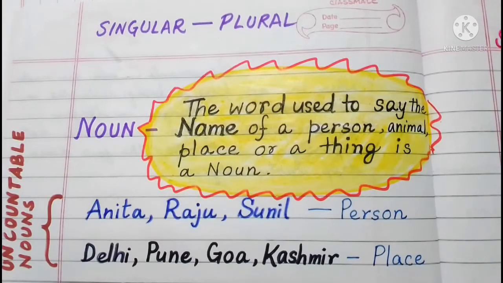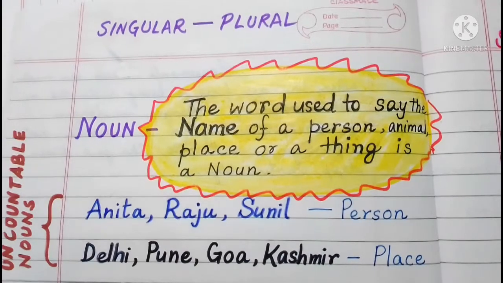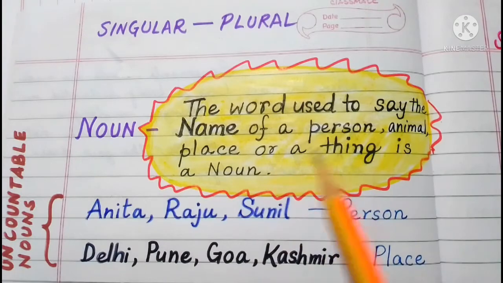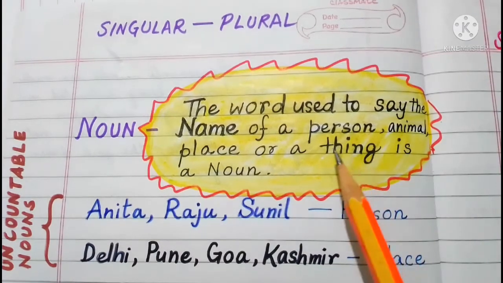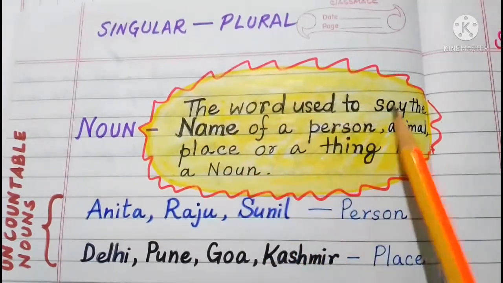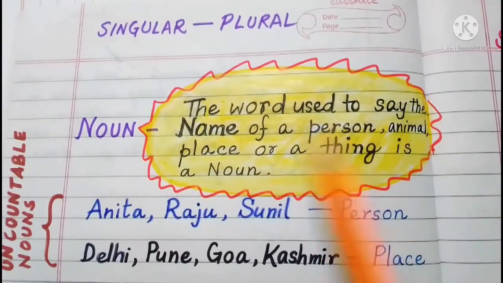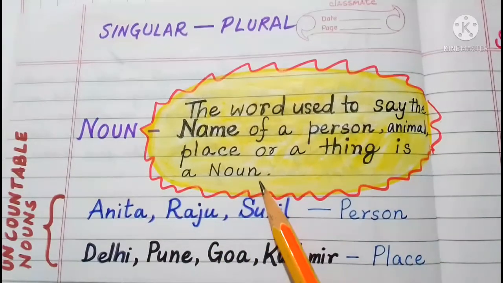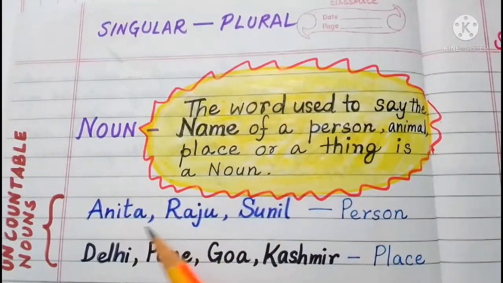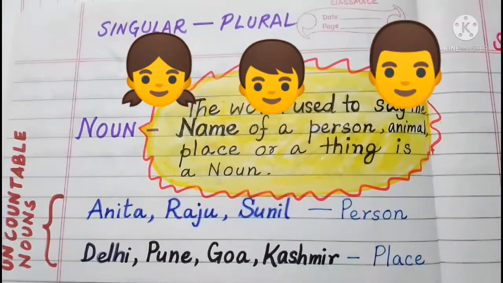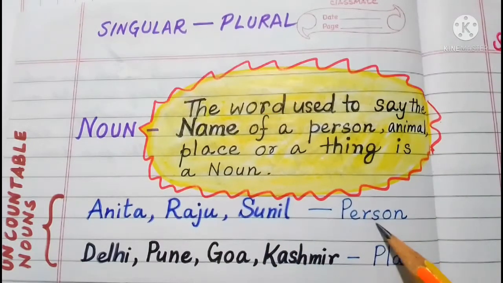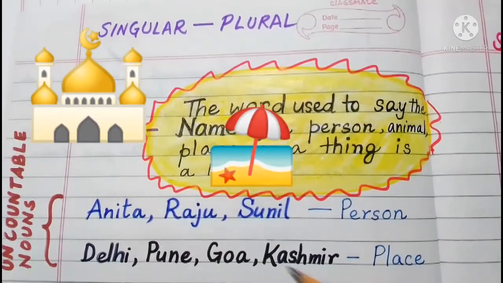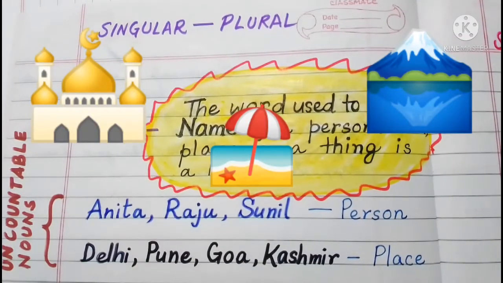Let us understand what a noun is. A noun is a word used to say the name of a person, animal, place or thing. I repeat, the word used to say the name of a person, animal, place or thing is called a noun. So names like Anita, Raju, Sunil, Nita, Geeta are all persons. These are names of persons. Delhi, Pune, Goa, Kashmir. These are names of places.